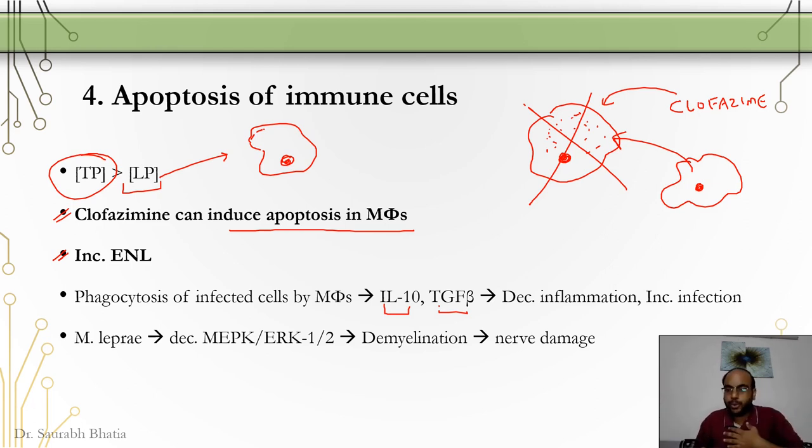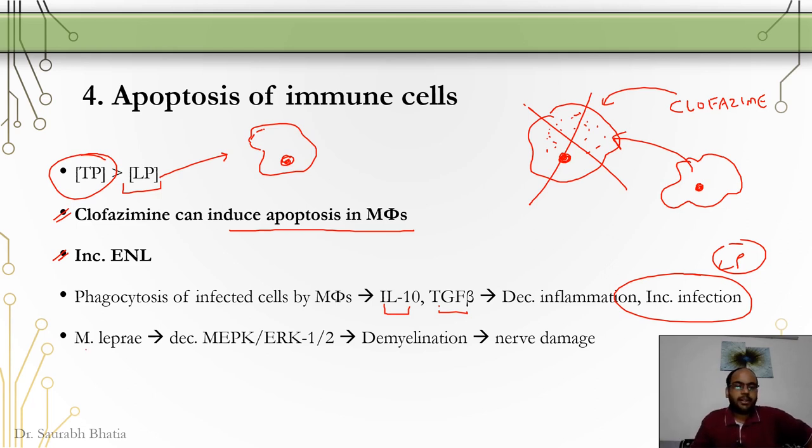But I don't know that the other macrophage has been destroyed because it has M. leprae. So I'm decreasing the immunity, allowing the pathogen to persist, causing an increase in infection, leading to lepromatous leprosy. Now we understand.